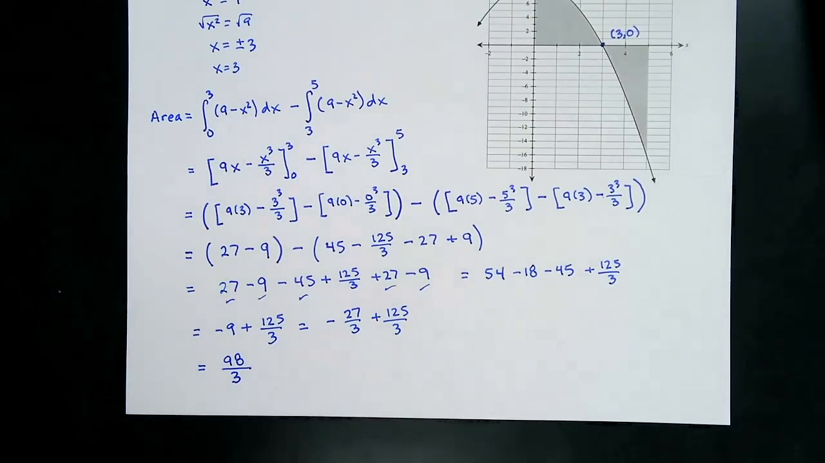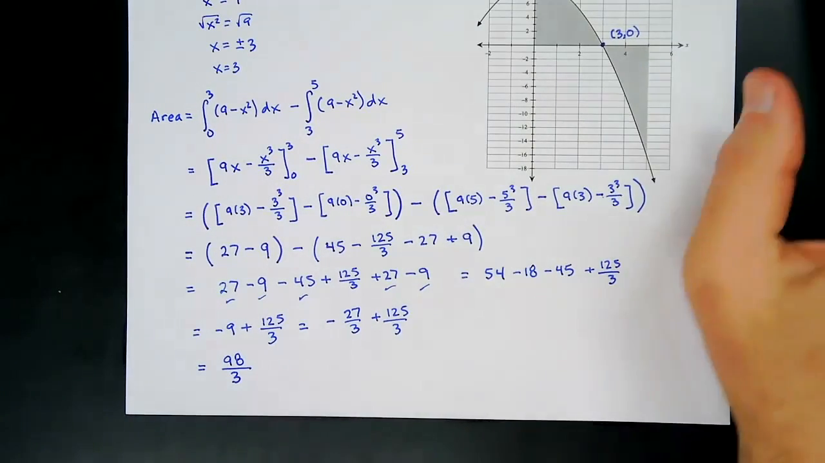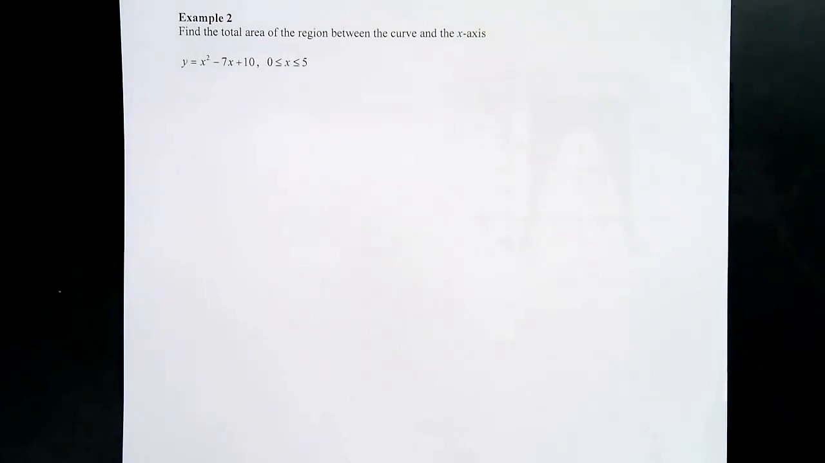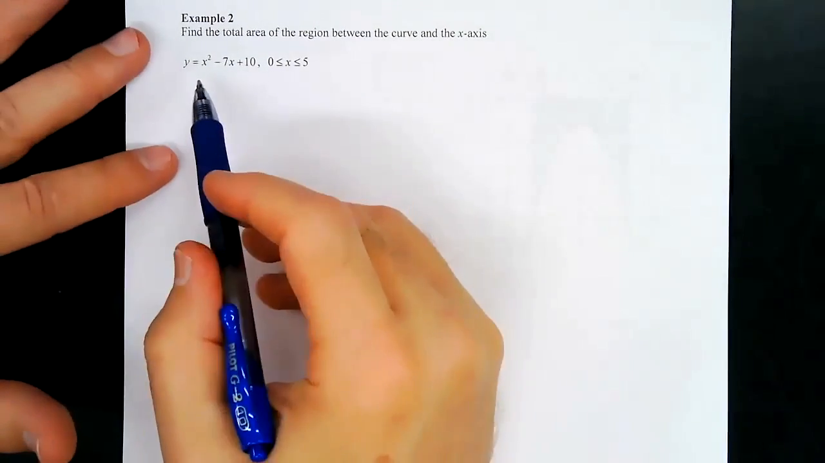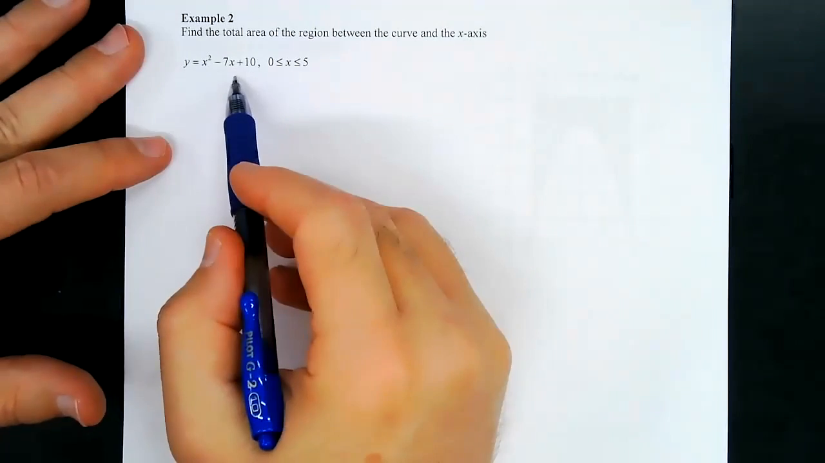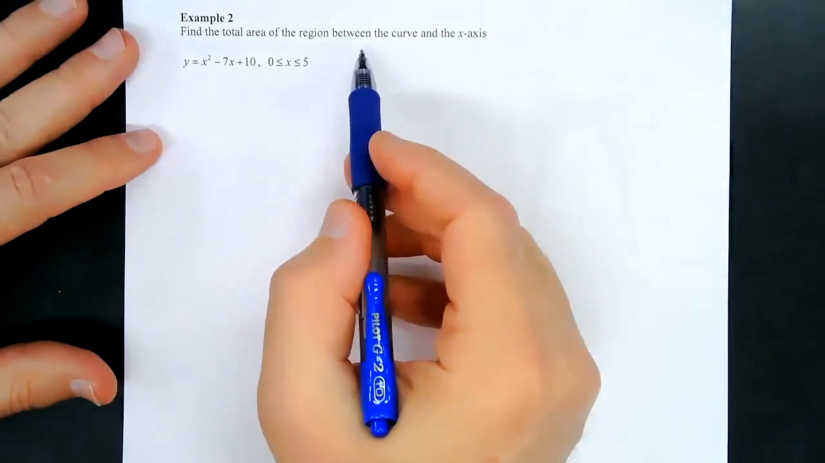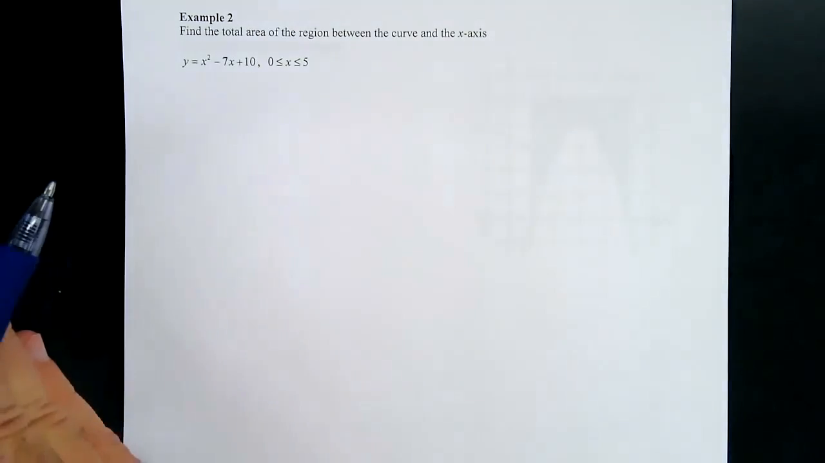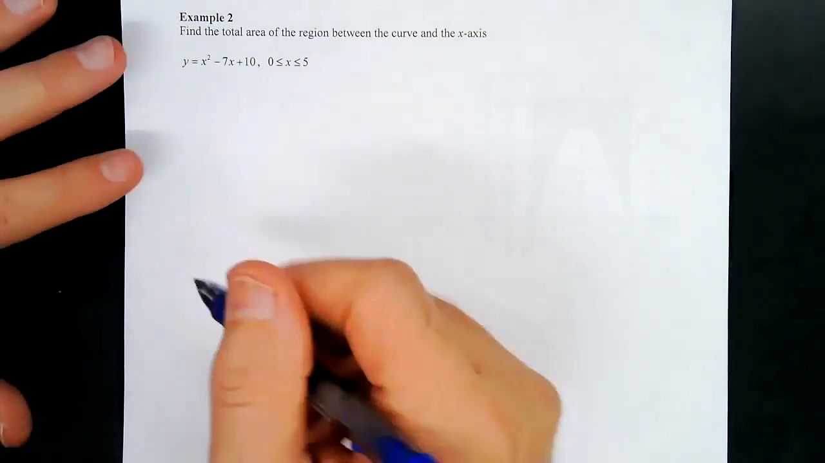Okay. All right, let's turn the page and go to the next one. Okay, so for this one, no graph, right? So I don't know what this looks like other than you should know that this is a parabola, okay? So find the total area of the region. So we need to find the x-intercepts in order to know where the breaks are, and then also take a look at the graph, okay?